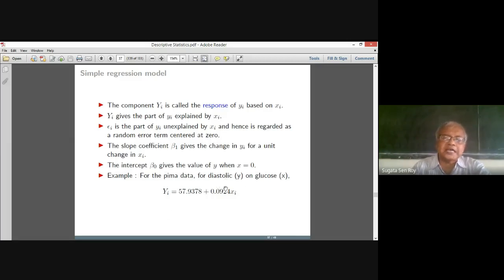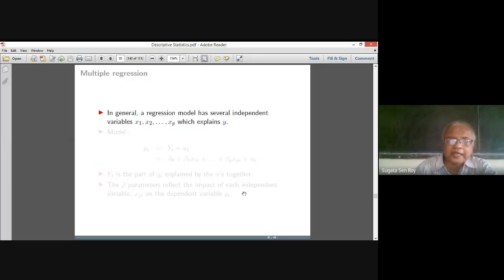So this is a glucose diastolic regression, and if I give you the glucose level, you can give me the diastolic. But this is measured without error. Okay. So beta naught gives us the intercept when x is 0. So if x value is 0, what would be the y value? That is given by this 57 here. One unit increase in x, what would be the increase in y? That is given by the value here. So the coefficient beta 1 gives us the change in y for a unit change in x. Okay. So again, these are technical things.